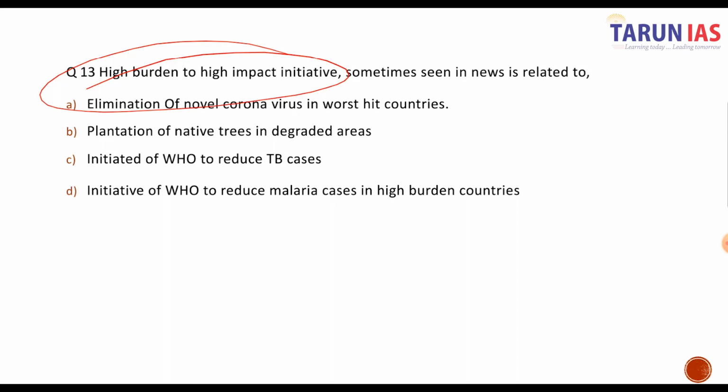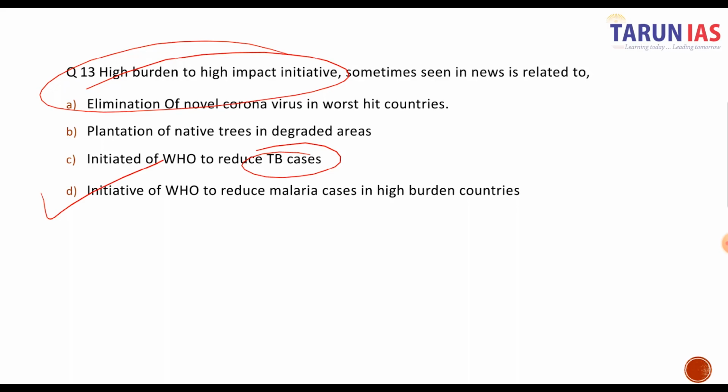So this initiative is related with malaria in the high burden countries such as India, Nigeria, Afghanistan, Pakistan, etc. Option A is elimination of novel coronavirus in the worst hit countries. Option B is plantation of native species in the degraded areas. Option C is initiative of WHO to reduce TB cases. There is another initiative for the TB cases, but the high burden, high impact initiative is related with malaria. So option D is our correct answer.